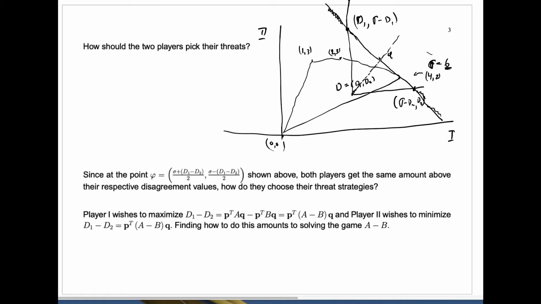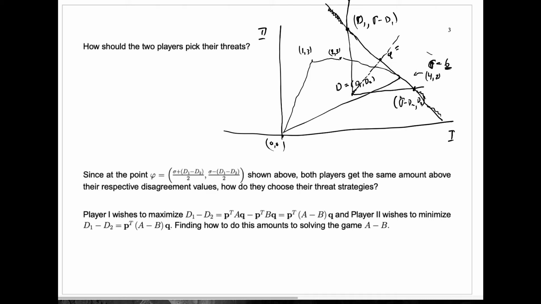I'm not saying that they both necessarily will agree, but there's a reasonable argument for both players to say, if we make an agreement to get the maximum total and then pick a side payment to move to this point phi, then we each get the same amount above what we could achieve all by ourselves. In other words, the advantage from making the agreement is equally divided among the two players. What is the location of this point phi? Well, it's clearly halfway in the middle between these 2 points, D1 and sigma minus D1, and sigma minus D2 comma D2, so we can easily compute the coordinates of this point.